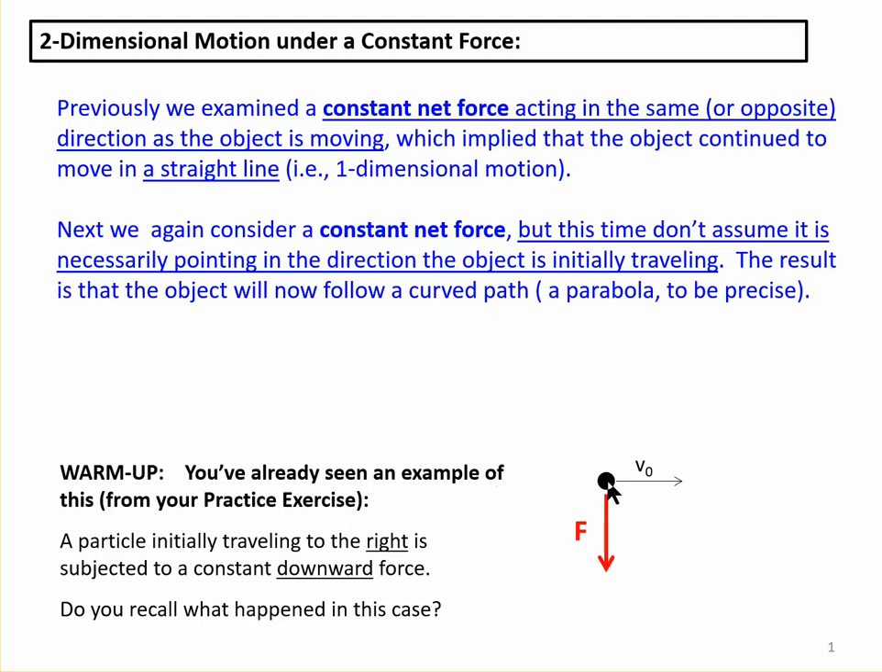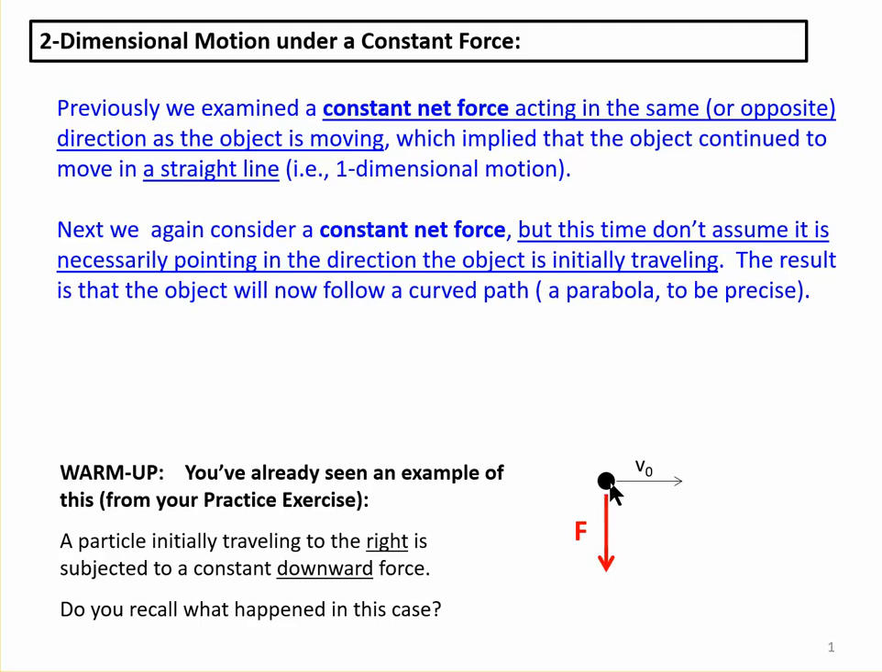Consider the case where you have a particle and it's initially traveling to the right with some horizontal velocity v0, but it's subjected to a downward force F. If you like, you might imagine this is a ball that you've tossed horizontally, and there's a force acting on it, namely the downward force of gravity. How is this ball going to move?